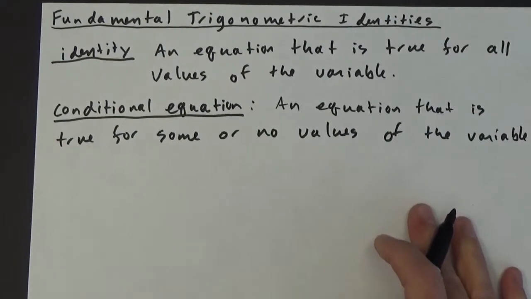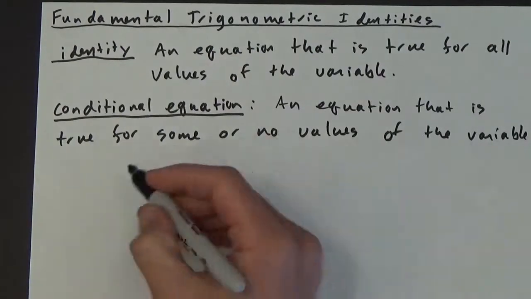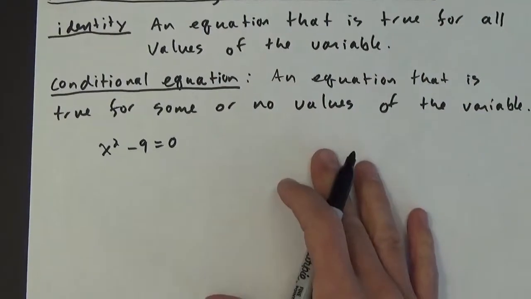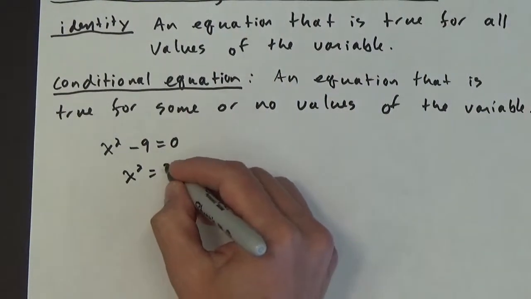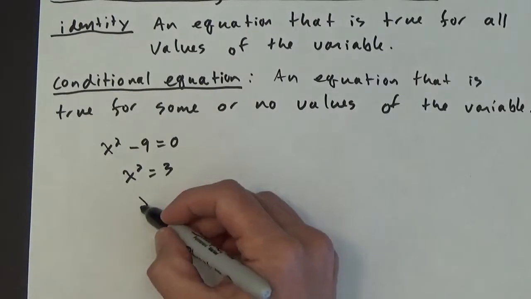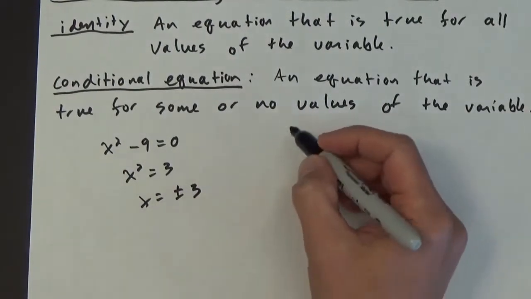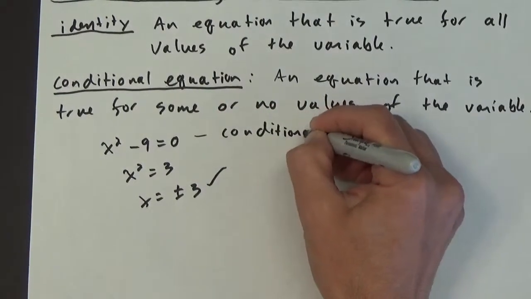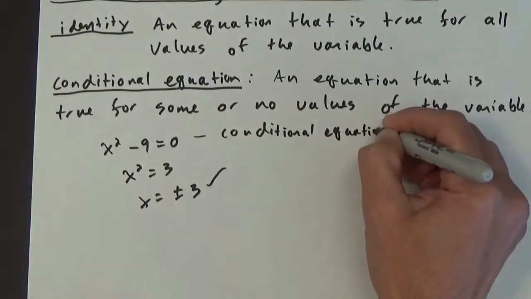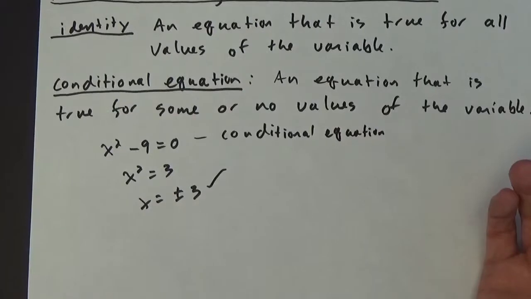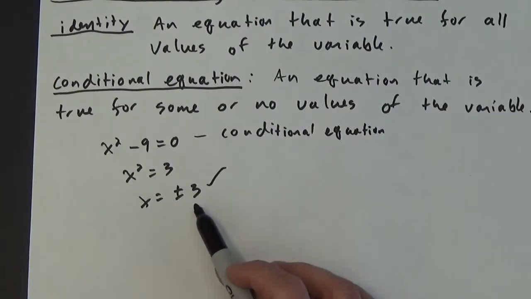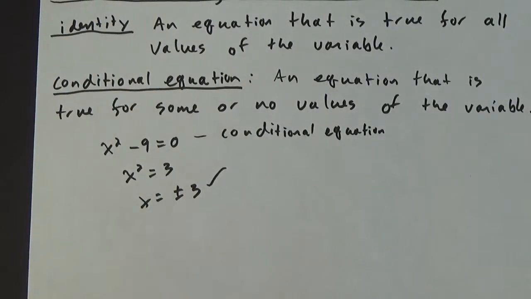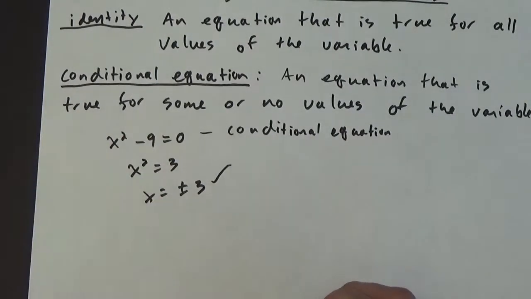So let's look at an example of a conditional equation first. Let's say we have x squared minus 9 equals 0. And I told you to solve that. And so we would have x squared equals 9, and you take the square root of both sides, and you end up with x equals plus or minus 3. So this is a conditional equation. When you solve it, you have some values that make the equation true. So in this case, 3 and negative 3 make this equation true.